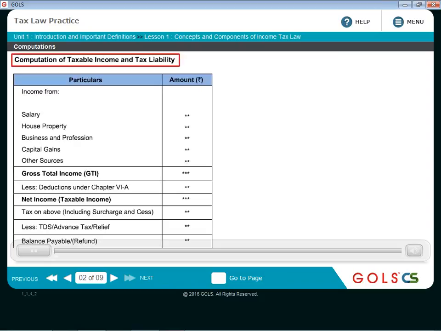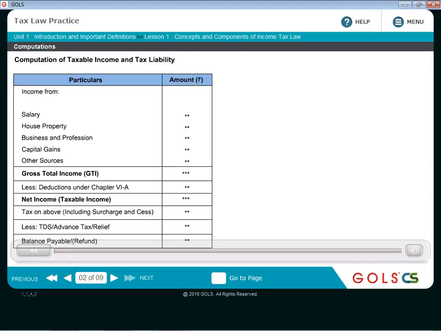Computation of taxable income and tax liability. Now after learning basic definitions under the Income Tax Act as to what is income, who is a person, who is an assessee, the next very important point is determination of total income of the person. And for that purpose we have to understand certain steps which have been decided and determined by the Income Tax Act. Let us understand those steps one by one.